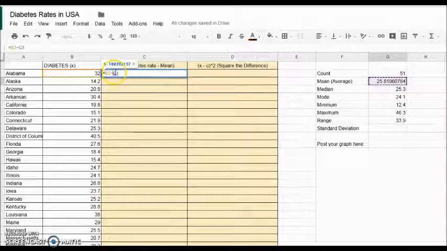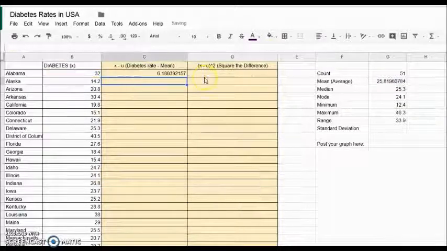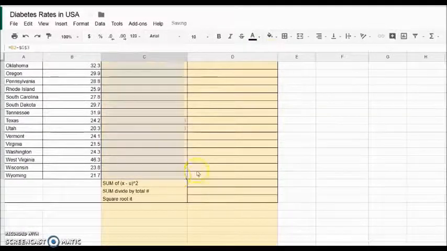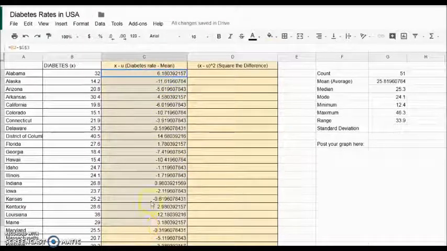Keep in mind you cannot just leave your mean as G3 like that, because once you drag it down, the B values go down, B3, B4, B5, but G also goes down. We don't want G to follow when we drag it. You want to keep it as 25.819. So you put a $ sign in front of the letter and in front of the number, and that will allow it to stay. There you go, you got 6.18. Next step is just drag your number. So there you go, you got all these numbers at once.